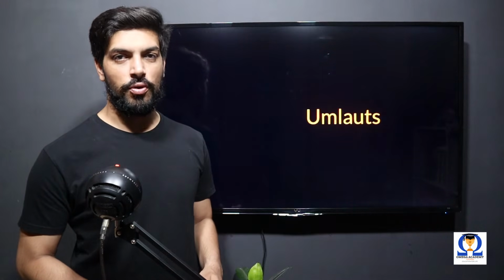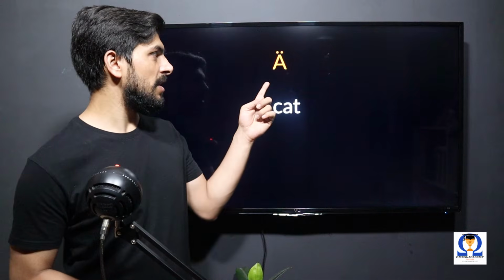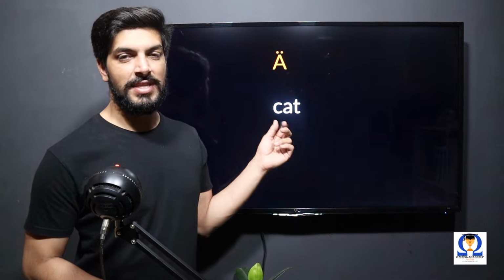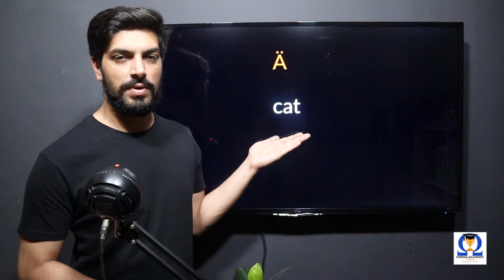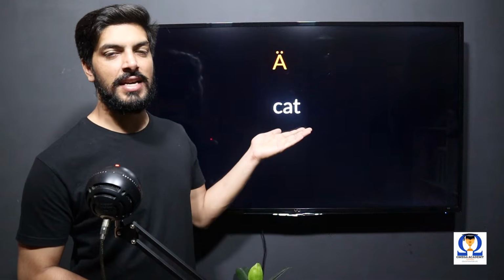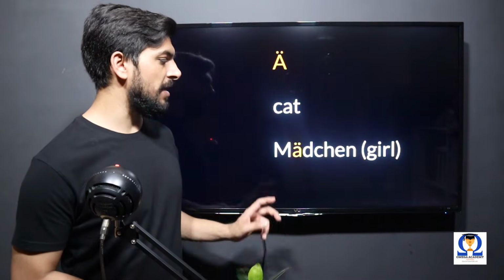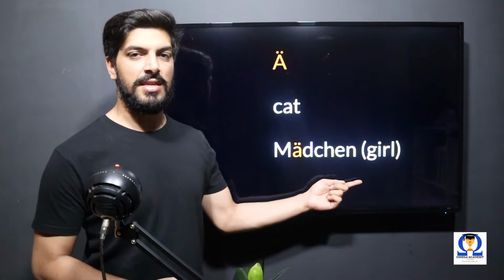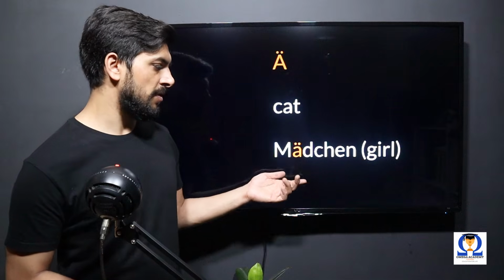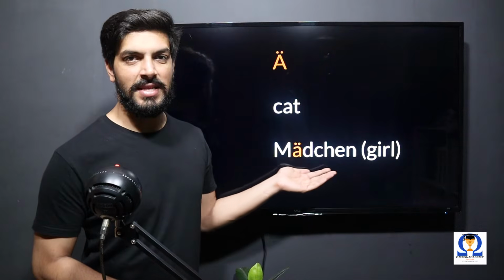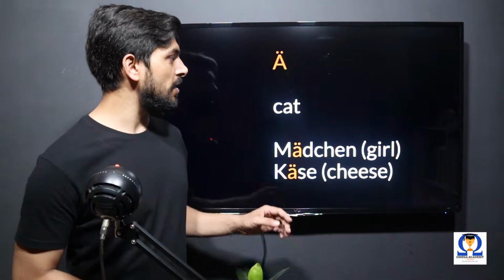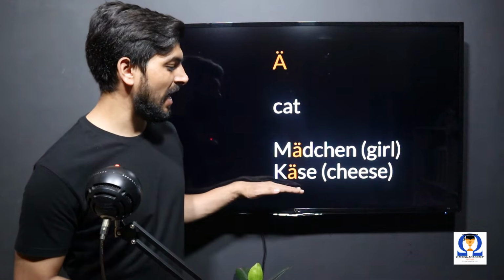Now let me show you what are umlauts. You see these 2 dots, they are called umlauts. And using them, there are different sounds which are created. This one is the sound of ä. When we say cat, the a sound which is created while saying cat. So this is ä. An example of that would be Mädchen. Mädchen is a girl in German. So this is ä sound. Mädchen. Okay. Next example is Käse.